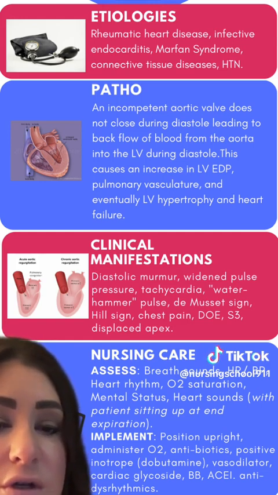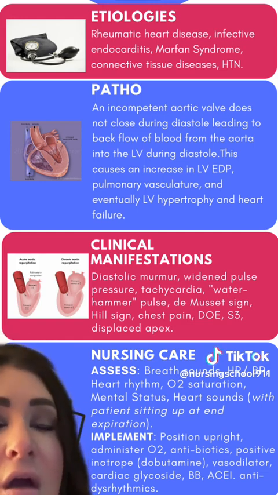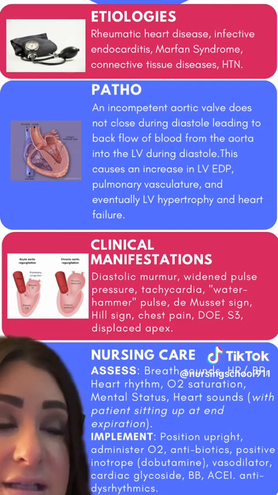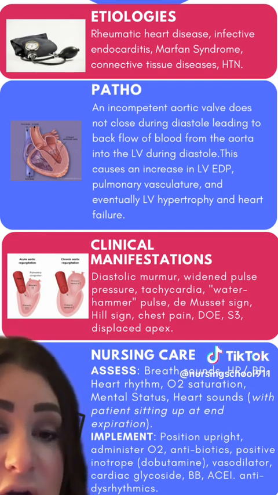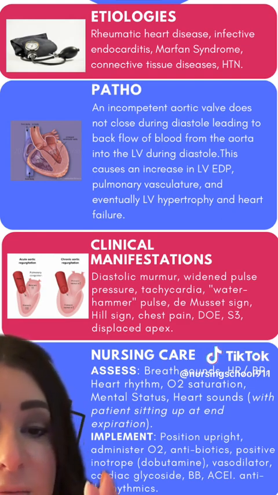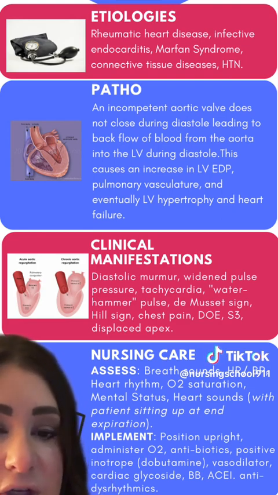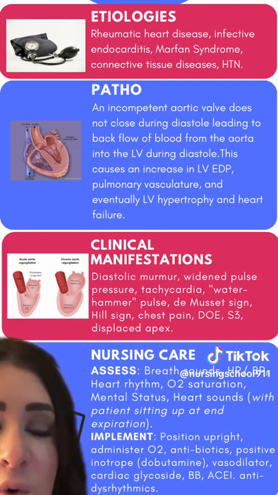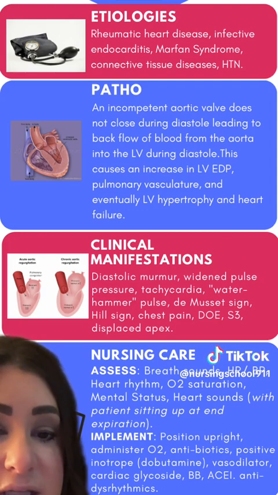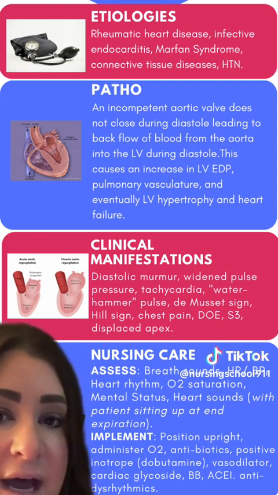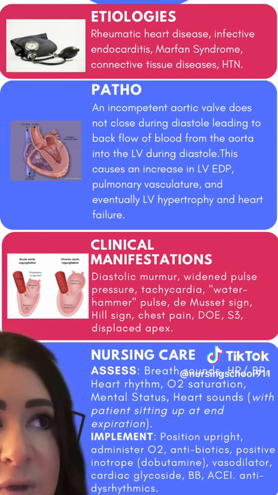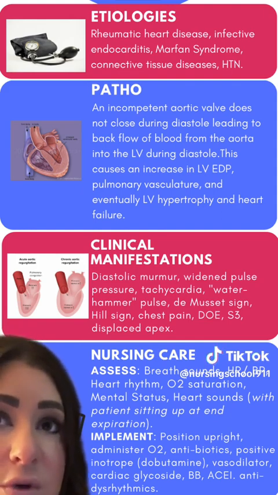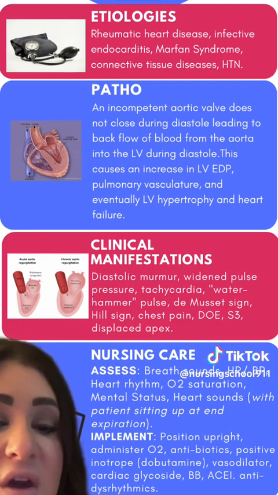What are we going to do as far as nursing care? Well, especially if a patient is in a decompensated state, if it's acute, if it's severe, we're always going to position them upright and give them oxygen, right? Antibiotics are going to be a mainstay if it is caused by an infectious process. We're going to give positive inotropes, medications like dobutamine, which is going to help increase cardiac output and increase that squeeze.